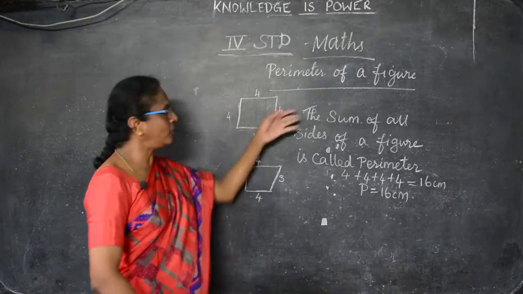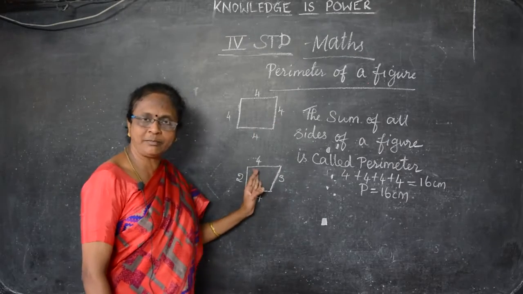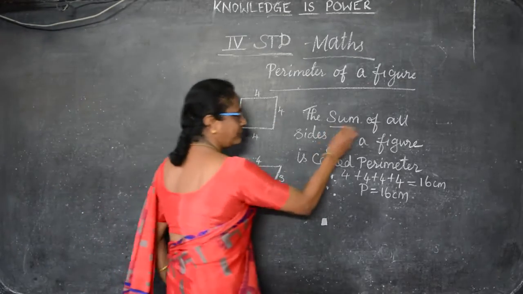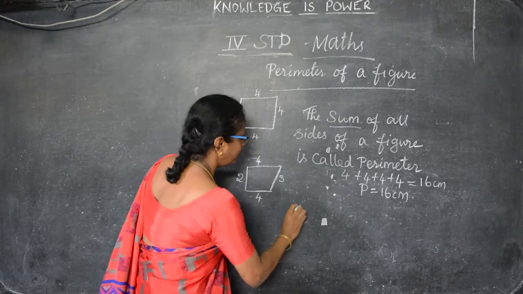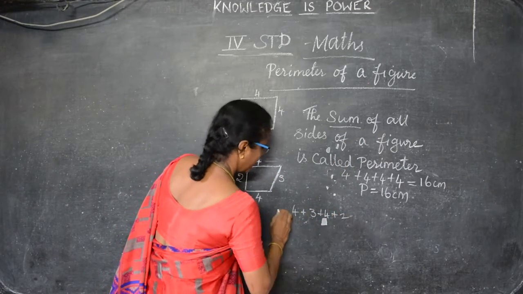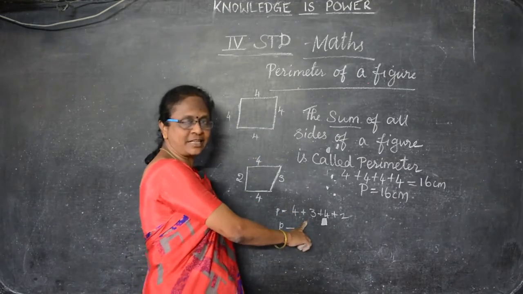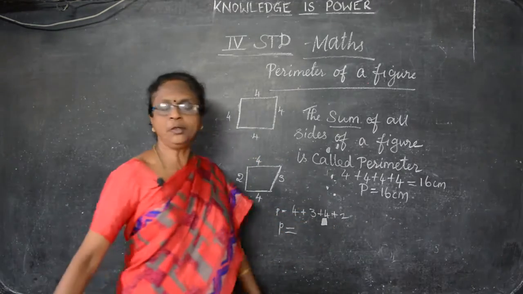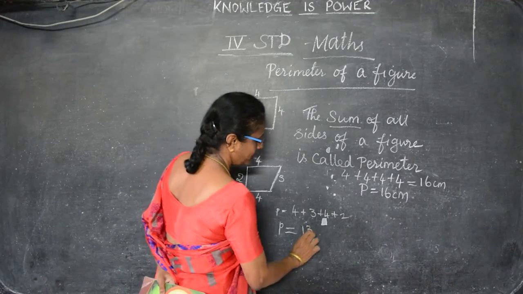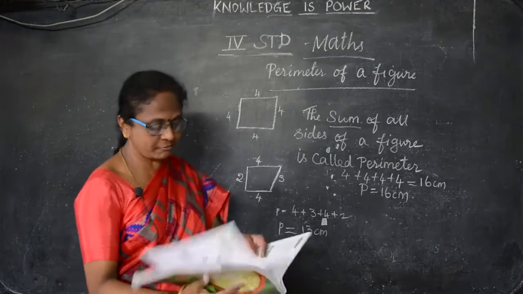So the perimeter is the sum of all sides of a given figure. Whatever measurements and however many numbers they have given in the figure, you have to add all of them. So you can say 4 plus 3 plus 4 plus 2, that is P is equal to 4 plus 3, 7, and 7 plus 4, 11, 11 plus 2, 13. So that is equal to 13 centimeter. This is called the perimeter of a figure.